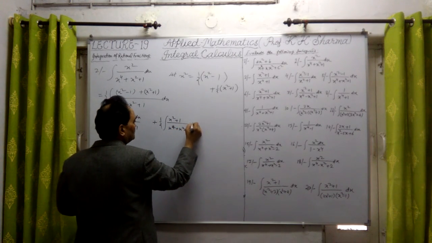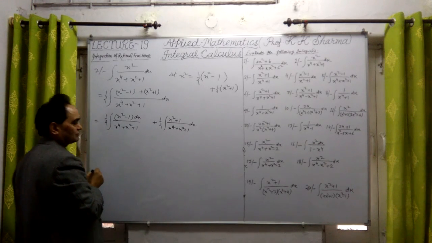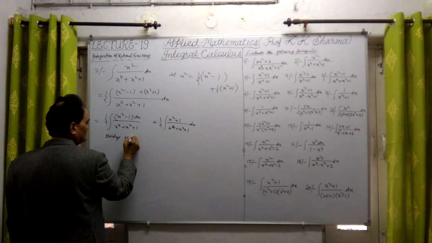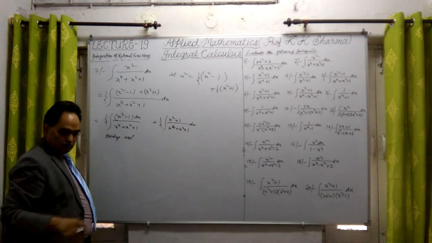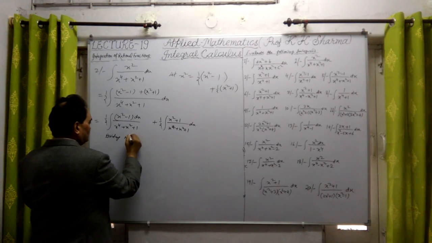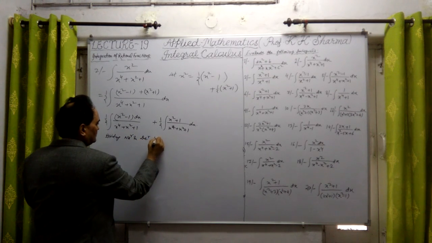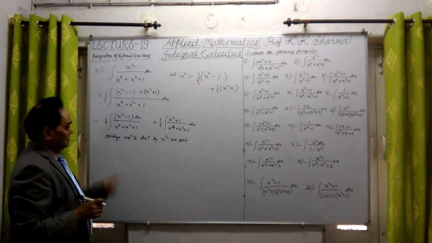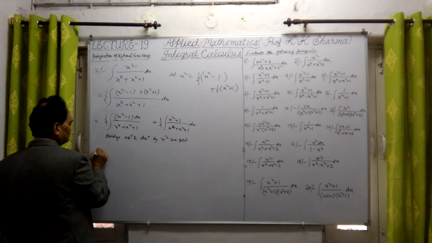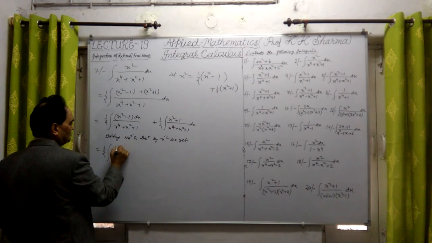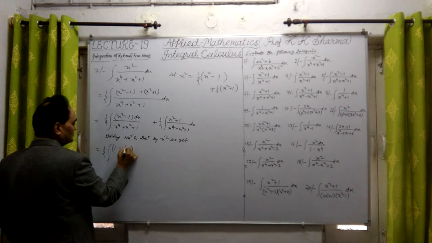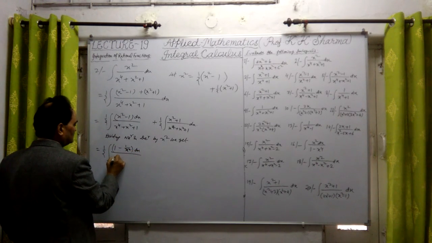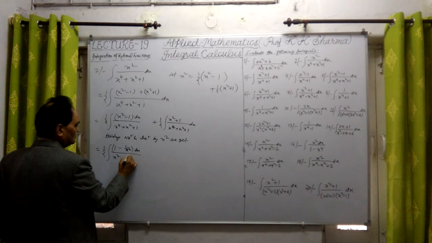x⁴ + x² + 1 into dx. Dividing numerator and denominator by x², we get, in the first situation, ∫(1 − 1/x²) dx divided by x² + 1 + 1/x², and in the second, ∫(1 + 1/x²) dx divided by x² + 1 + 1/x².